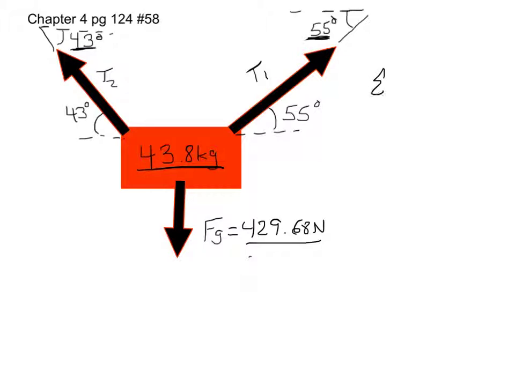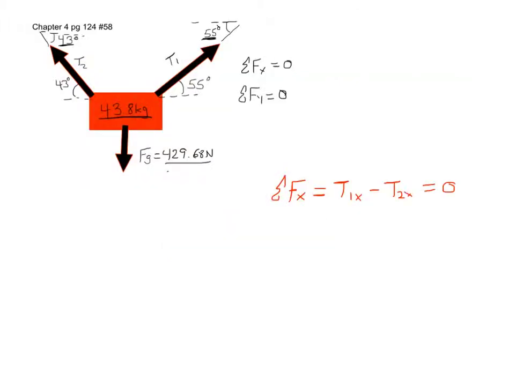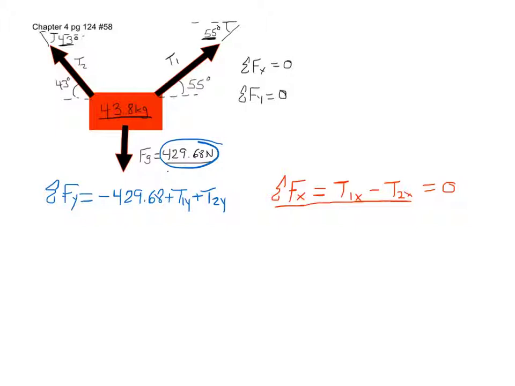Now, the other things we know is that the net force in the x direction is going to be 0 because this isn't moving up or down, hopefully. And the net force in the y direction is also going to be 0 because this isn't moving. Again, it's not moving around. From there, we can start creating our equations. So we know that our net force in the x direction, because the only two forces acting in the x direction is the x component of tension 1 and the x component of tension 2. So we know they have to somehow equal each other and cancel them out. Then if we look at the net force in the y direction, it's going to be negative 429.68 because of our force of gravity plus our tension 1 in the y direction, because that's going to be pointing up here, and our tension 2 in the y direction, because that's going to be pointing up there.